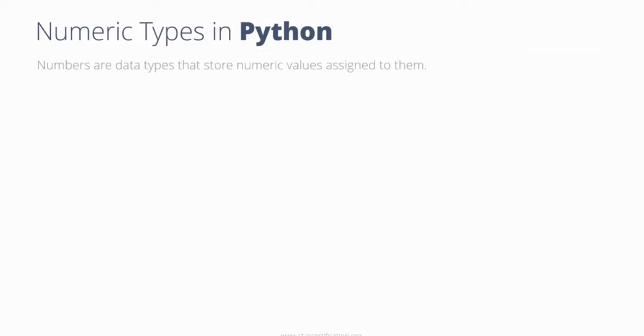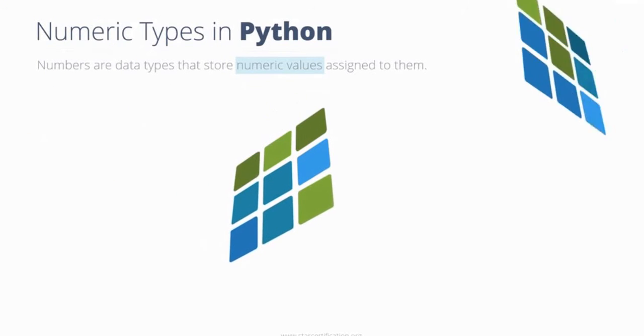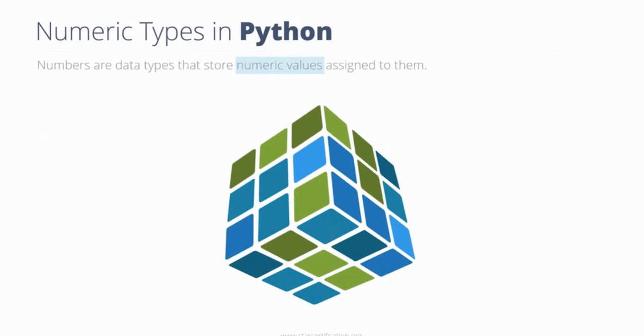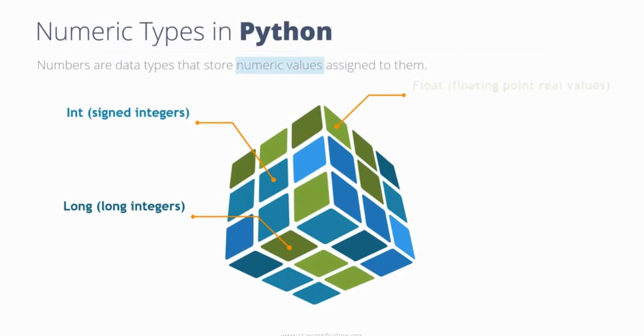Numbers are data types that store numeric values assigned to them. Python supports 4 different numerical types. They are int, long, float, and complex.